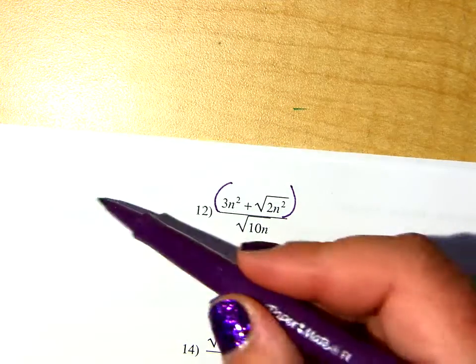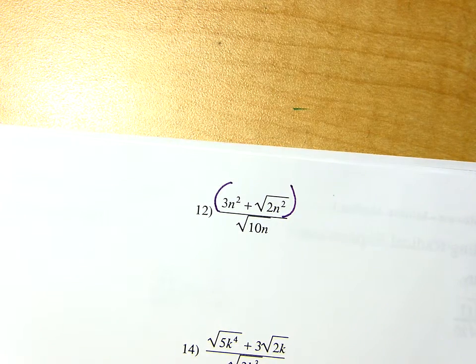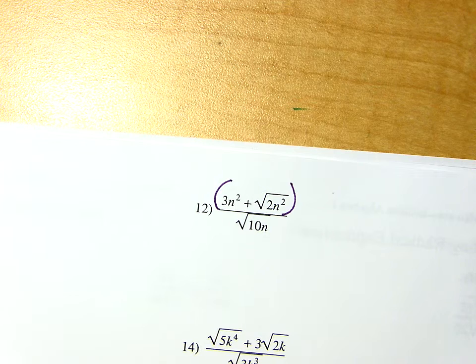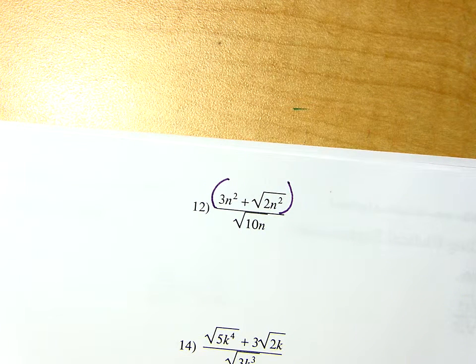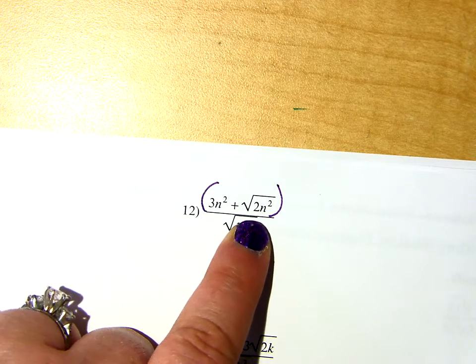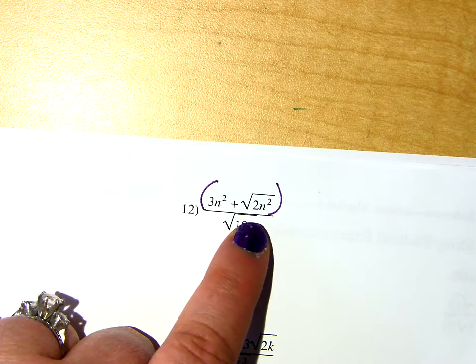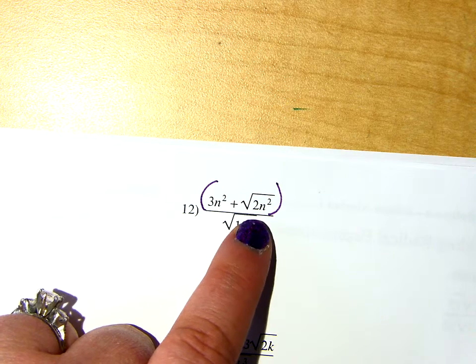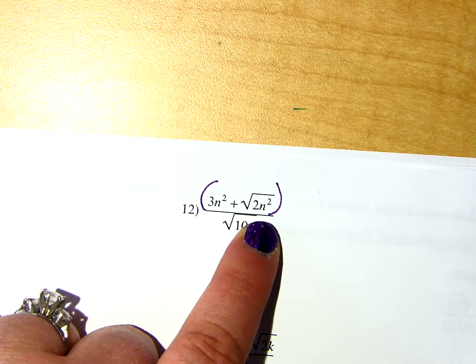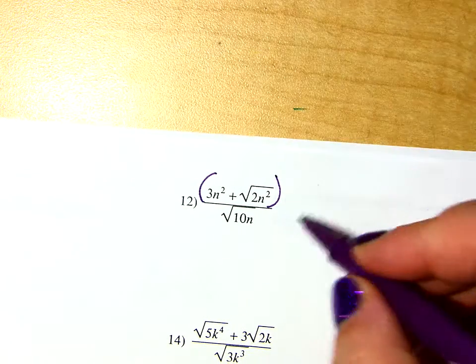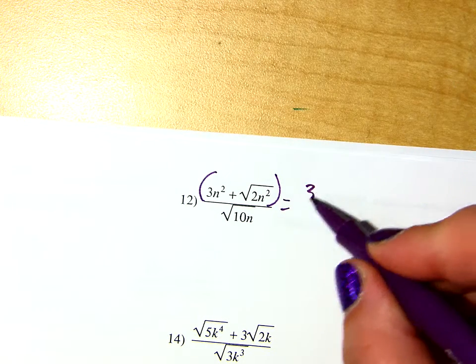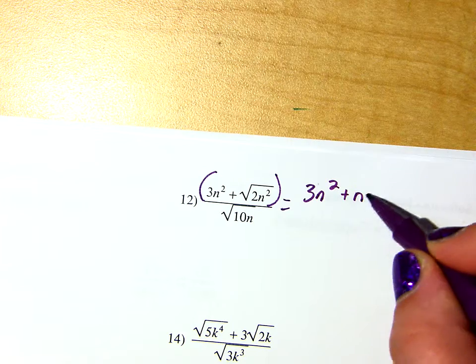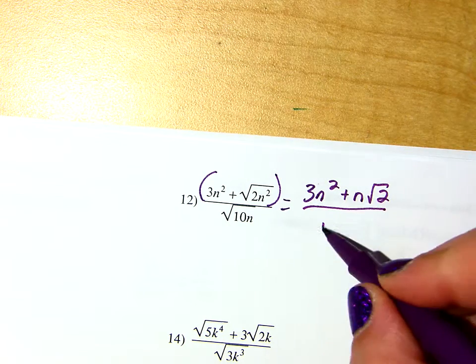Or I have to be able to factor something out. I might be able to get something out eventually. Okay, so let's see. Yeah, maybe we should do that first. This square root of 2n squared, that can be simplified right there. Right? Because can I take the square root of n squared? So n root 2? Yes, so this actually turns into 3n squared plus n root 2 all over the square root of 10n.